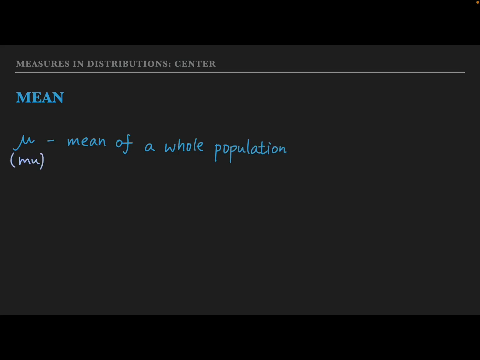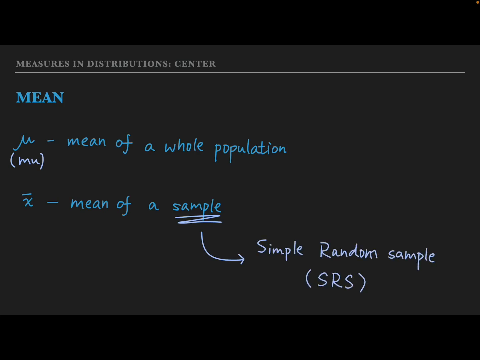However, in real life it is very hard or even impossible to get information on the whole population. Therefore, we sometimes estimate a population mean from a sample mean. The word sample often implies a simple random sample, which is a part of the population selected in such a way that every possible sample of the desired size has an equal chance of being included. We will talk more about this in the future. The mean of a sample is denoted by x bar.